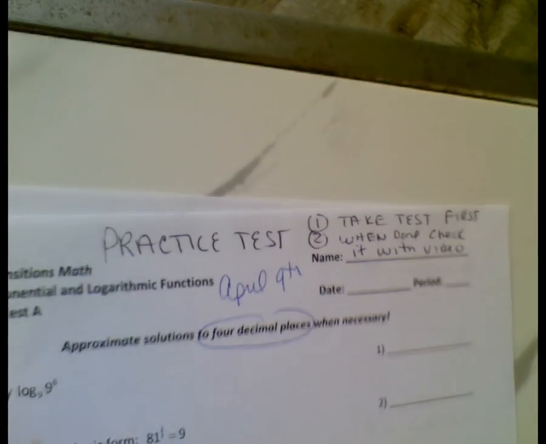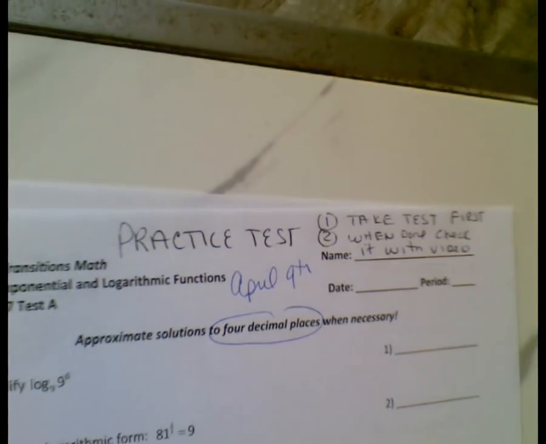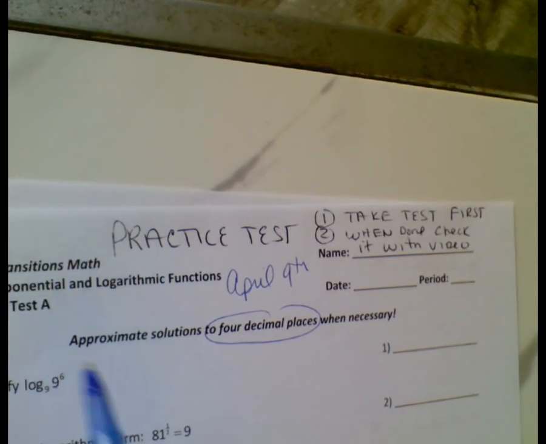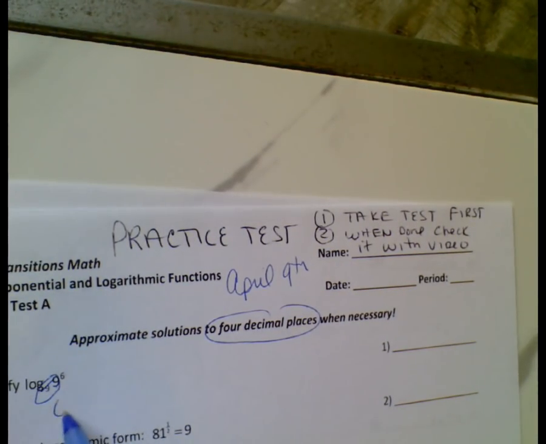So, simplify. Log base 9 of 9 to the 6th. There's a property out there that says if you have a base 9 and another base 9, they cancel, and your answer is 6.